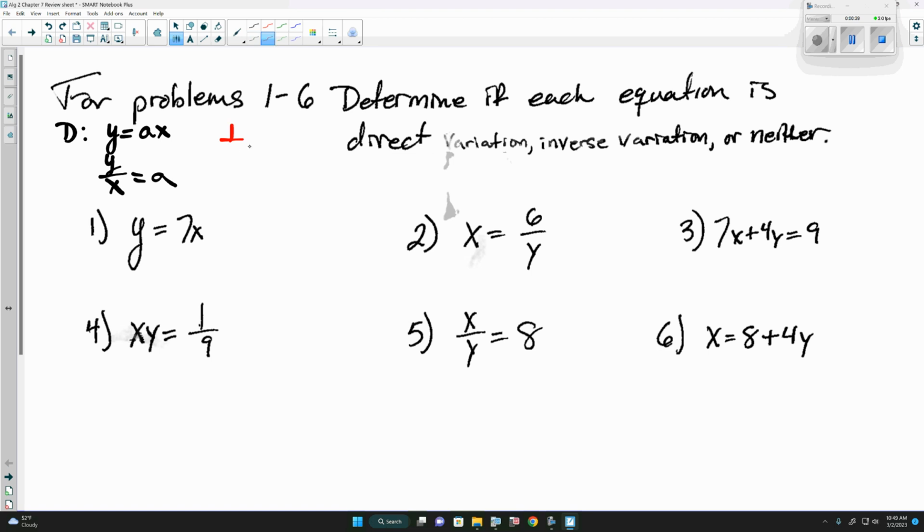Now inverse variation was y is equal to a over x. Or we could say x is equal to a over y. One's on top, one's on bottom. And the other version of inverse is y times x, x times y is equal to a. Now these are the four main versions of direct and inverse variation that we can have. It's going to be in one of these here.